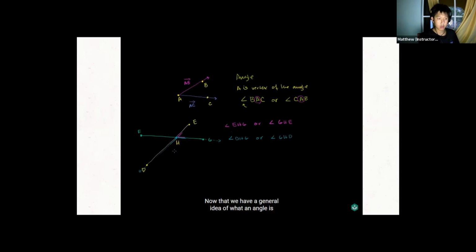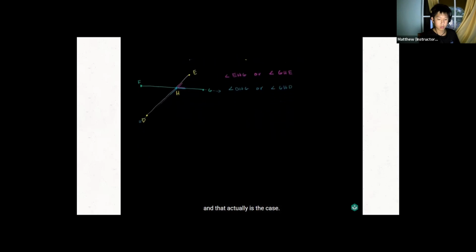So now that we have a general idea of what an angle is and how we denote it with symbols, the next thing you might be curious about is that it doesn't look like all angles are the same. It seems like some angles are more open than others, and some are a little bit more closed in than others, and that actually is the case.